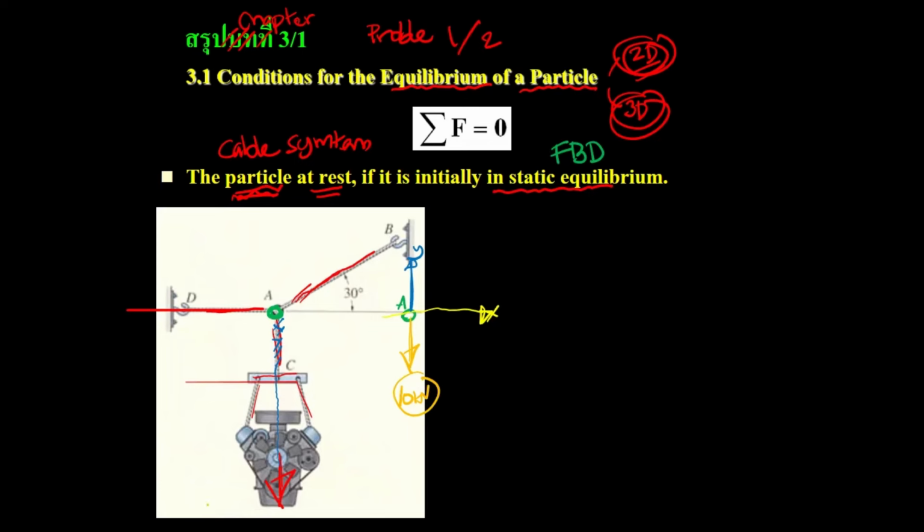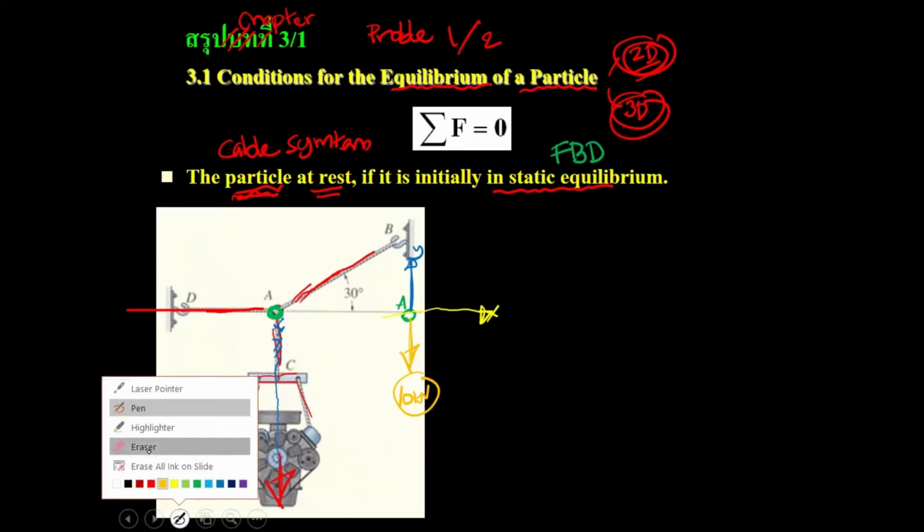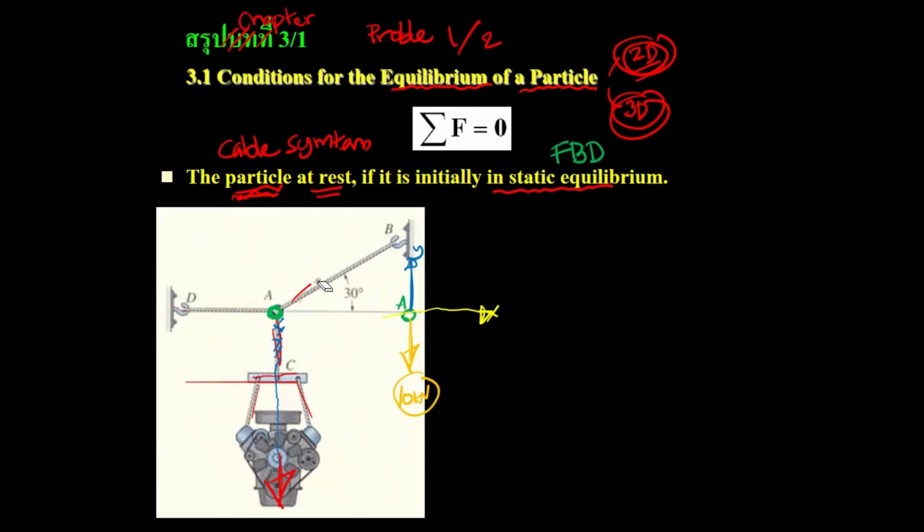Then what happened? The cable here and the cable here will help each other to resist the 10 kilonewton. So this is going to be the force T, from A to D, T sub AD, in tension. The good thing that a cable can do is work in tension.